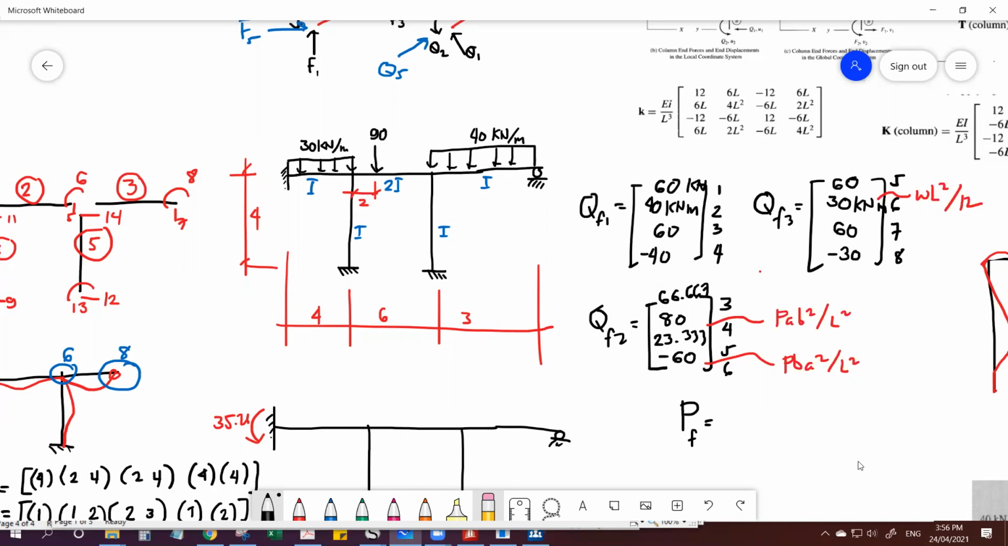So that's it. Then let's now extract the QFs to determine our P sub F.